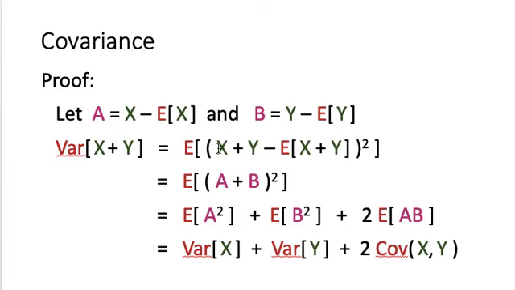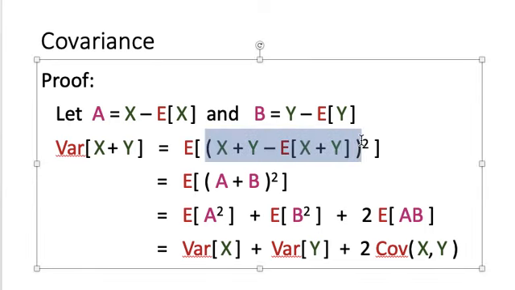Now if you look closely at this middle part, by linearity of expectation, E[X plus Y] is equal to E[X] plus E[Y]. So this gray shaded area is equal to X plus Y minus E[X] minus E[Y]. If we rewrite it using A and B, it is simply A plus B. So we are now asking what is the expected value of (A plus B) squared.